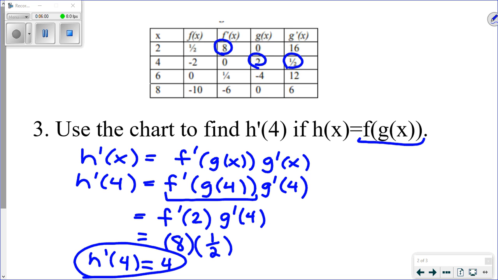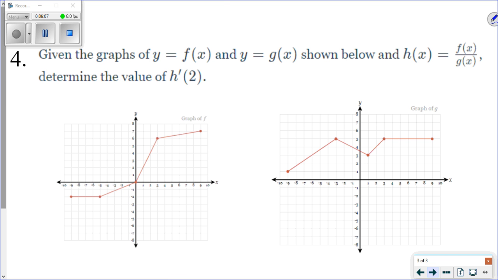So these are kind of fun, and they're a good way to study your rules because you're basically having to write them down over and over.